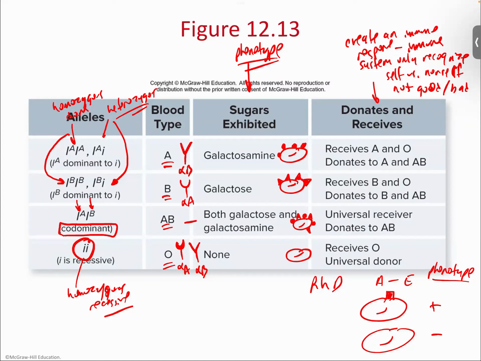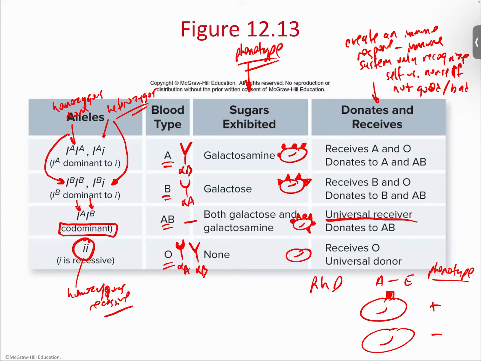So AB is what's called the universal receiver. It can take everything because its immune system has been shown everything. So nothing scares it. So it's kind of cool, actually. If you're an AB person and you're hemorrhaging all over the place, you're just like, you know what, just line me up. Just give me one of everything. Just to clear off the shelves. I can take it all, right? But you can only donate to another AB person.